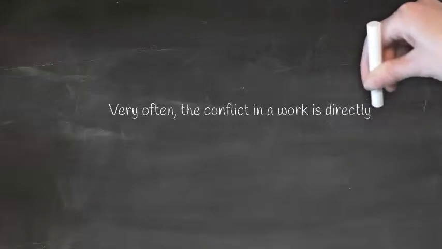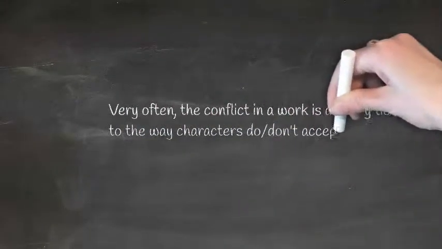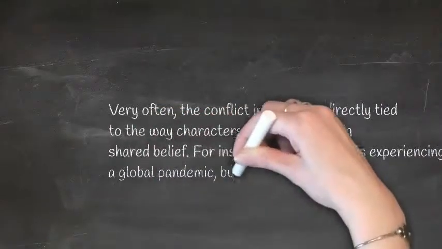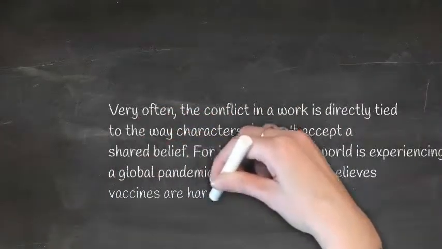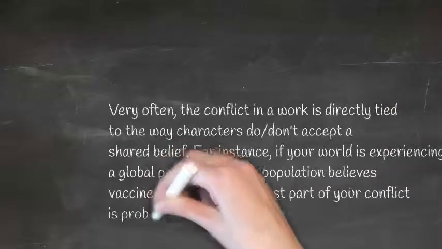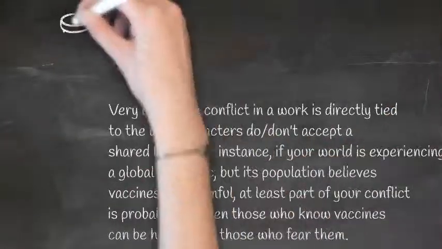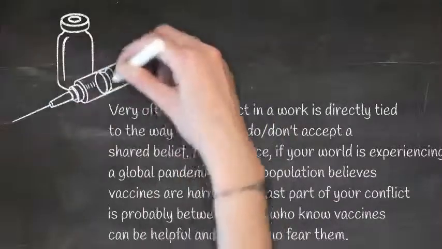Very often, the conflict in a work is directly tied to the way characters do or don't accept a shared belief. For instance, if your world has experienced a global pandemic, but its population believes vaccines are harmful, at least part of your conflict is probably between those who know vaccines can be helpful and those who fear them.